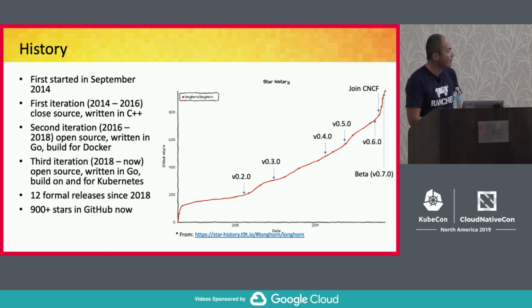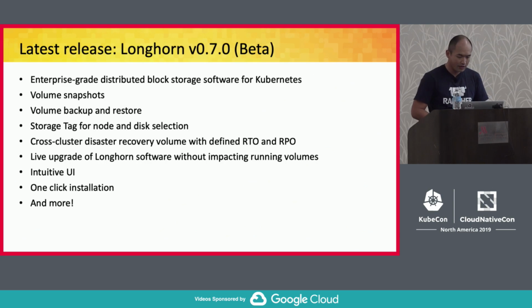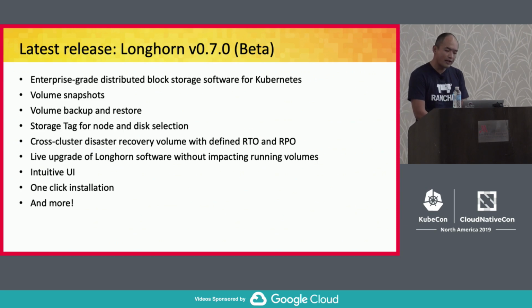Last week, we announced the latest Longhorn release, which is 0.7.0, and also is the first Longhorn beta release. In the latest release, 0.7.0, we're still offering the enterprise-grade distributed block storage software for Kubernetes, and we support volume snapshot, backup and restore. The difference between the snapshot and the backup is that the snapshot you take will be kept inside your Kubernetes cluster, but you can back up your snapshot to a third party like S3 or an NFS server. So even if your whole cluster somehow suffers a disaster, you still have your data kept safe.